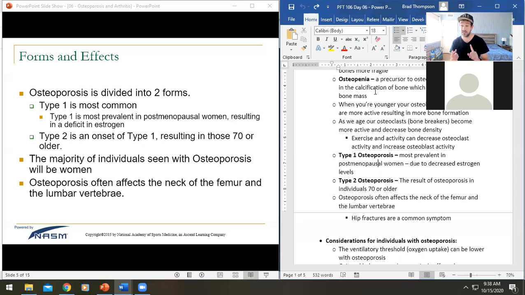We see decreases in bone density. We see decreases in muscle mass. That's why it's a catabolic hormone. It destroys all of our good stuff, eats it away. That's why we don't like cortisol. Does that make sense, guys?